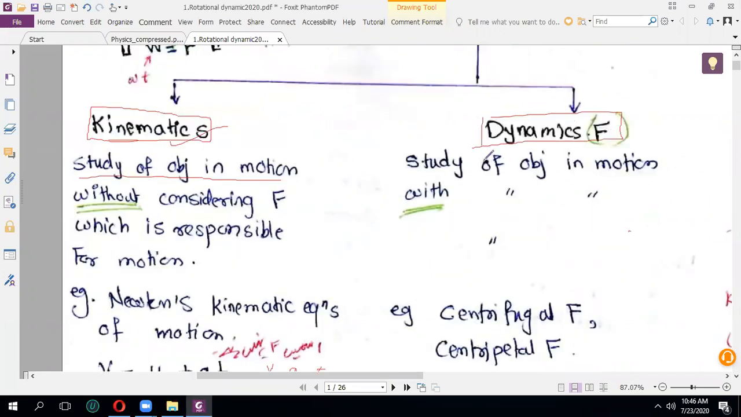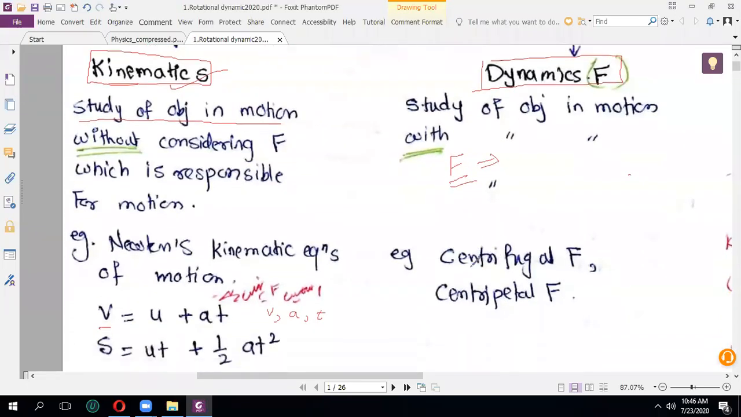The second part is dynamics. What do you mean by dynamics? Study of objects in motion. So what is the difference between kinematics and dynamics? If both say the same words, there is still a difference. Dynamics is the study of objects in motion as well as the force which is responsible for that motion. Understood the difference? Here motion occurs because of some force. For example, centrifugal force and centripetal force.